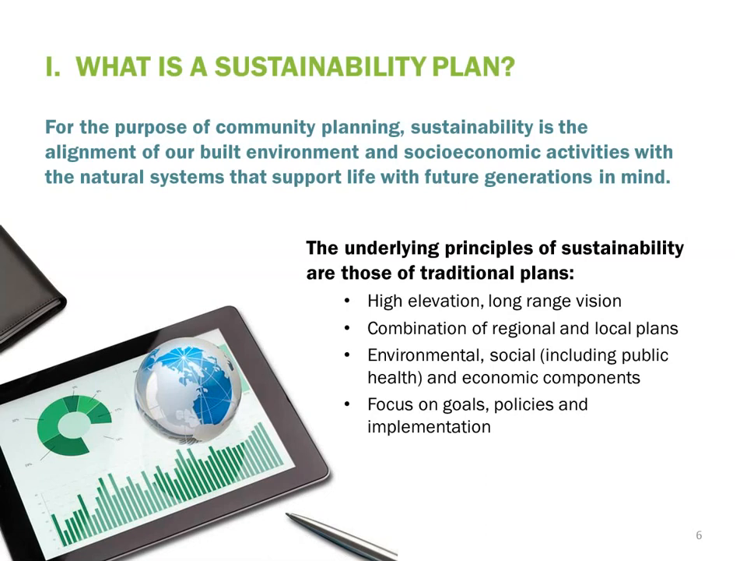A general plan provides a blueprint for how the community should develop over time, typically 30 to 50 years, while a sustainability plan provides a blueprint for how a community should be more sustainable over time.